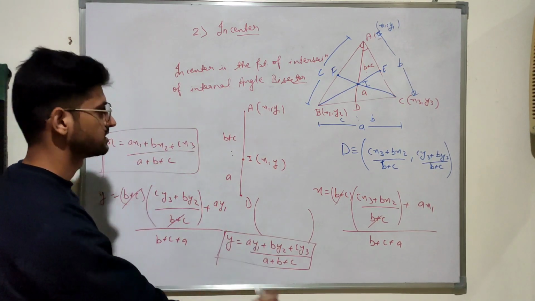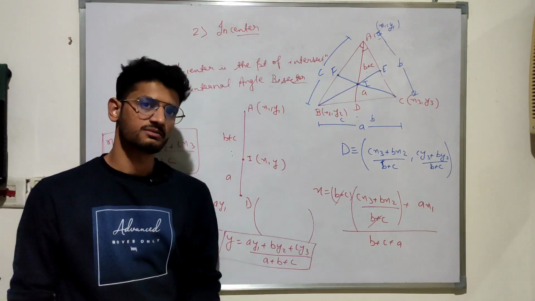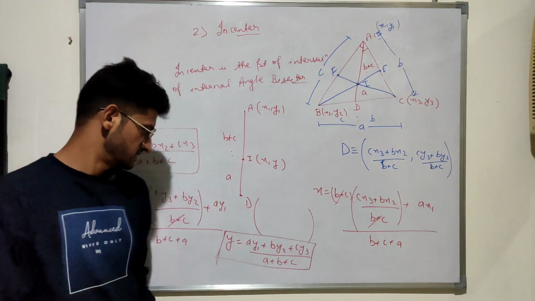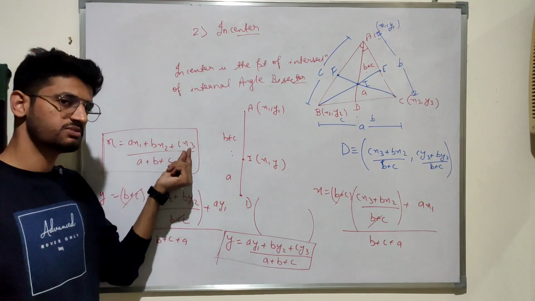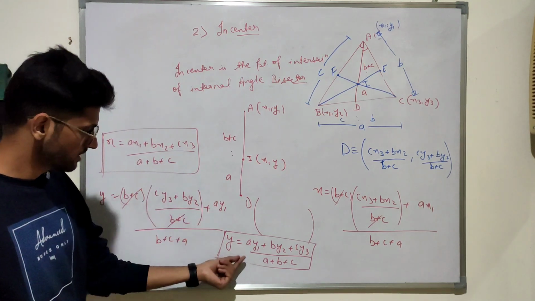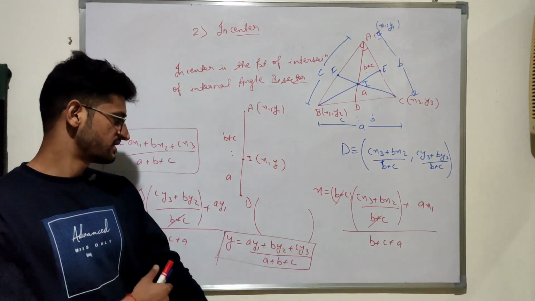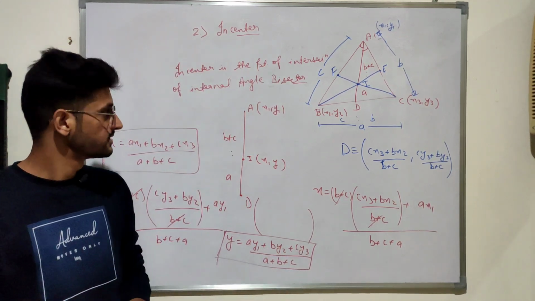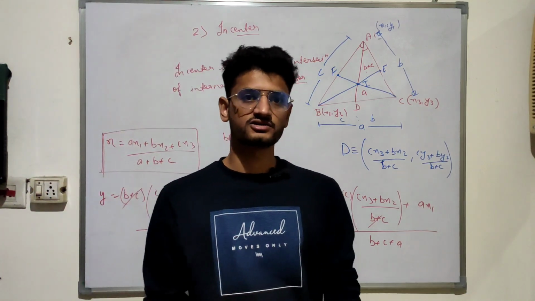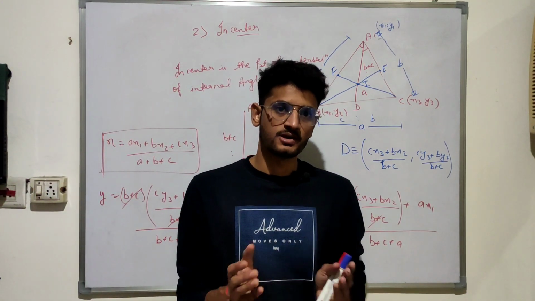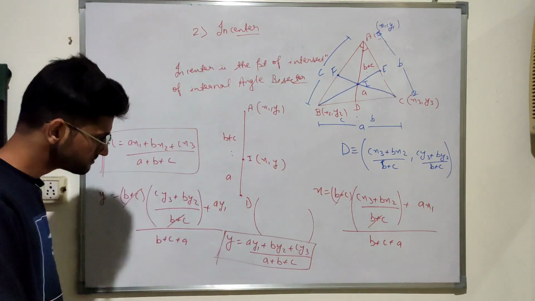So we got the coordinates of the incenter of triangle ABC if we know the coordinates of points A, B and C. So we can write the x coordinate as (ax1 plus bx2 plus cx3) upon (A plus B plus C), and the y coordinate of the incenter as (ay1 plus by2 plus cy3) upon (A plus B plus C). So now we are aware of the coordinates of the centroid and the incenter if we know the coordinates of points A, B and C of any triangle ABC.